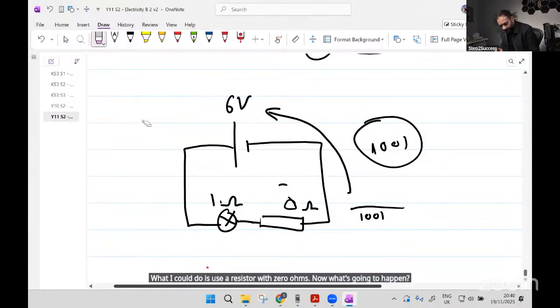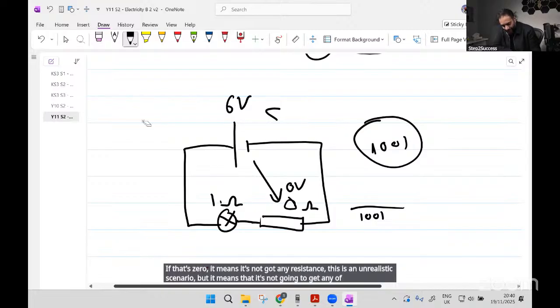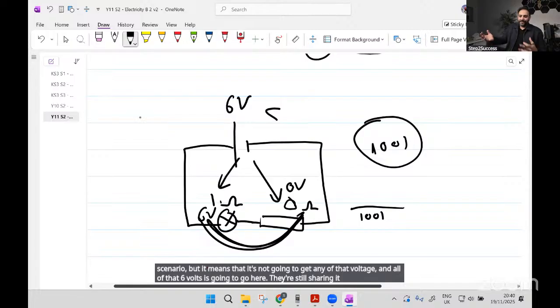Now what's going to happen? If that's 0, it means it's not got any resistance. This is an unrealistic scenario, but it means that it's not going to get any of that voltage, and all of that 6 volts is going to go here. They're still sharing it. It's still 0 and 6. They're still making up 6.